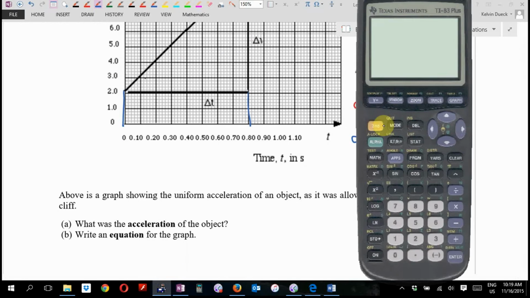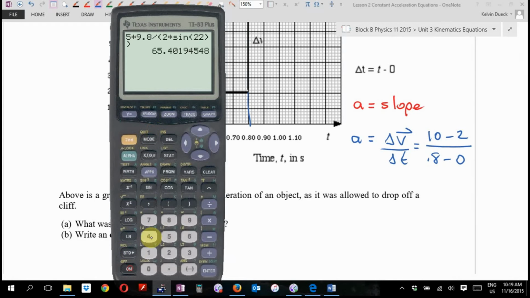Or if you want to practice with your calculator, is that a fraction? Yeah. Is there more than one number on the top? Brackets. Is there more than one number in the bottom? Brackets. Although a 0 I might tend to ignore. But it's going to be bracket 10 take away 2 divided by bracket 0.8 minus 0. I probably didn't need to type the minus 0, which means I didn't need the brackets in the bottom after all. But you get an acceleration of 10, yes? 10 what?